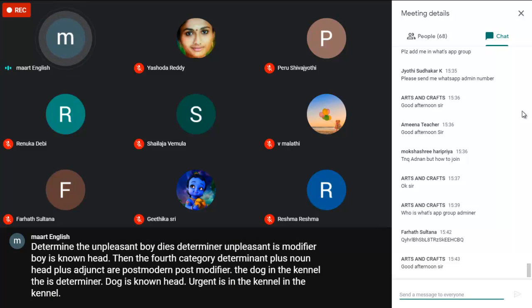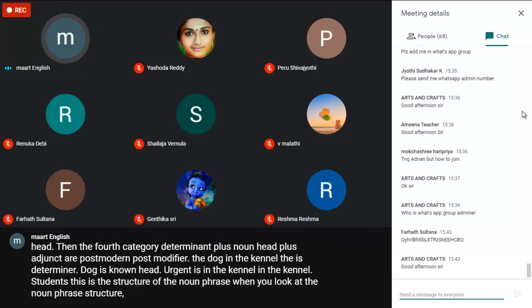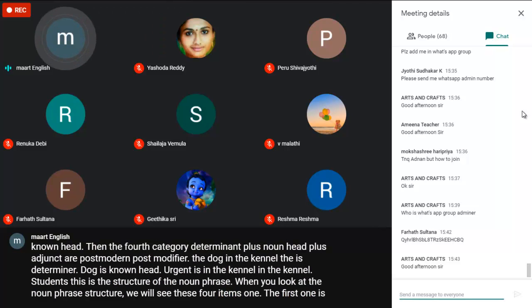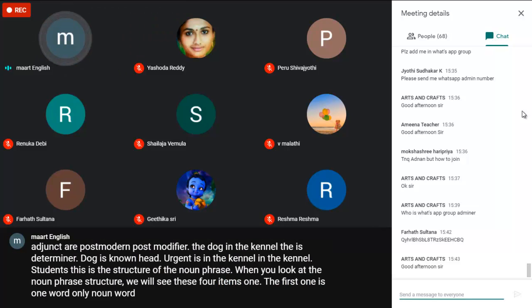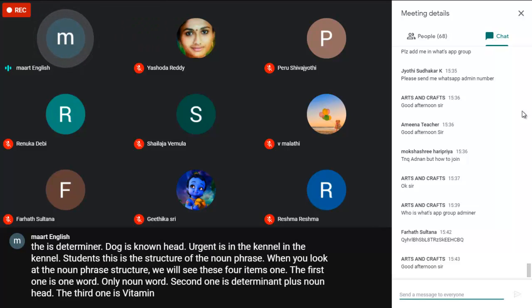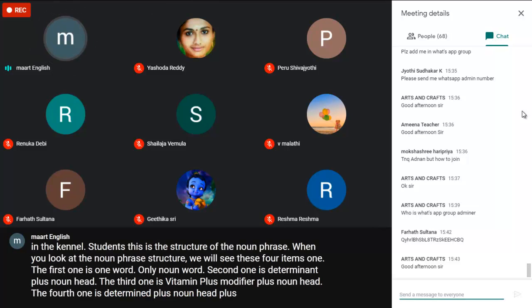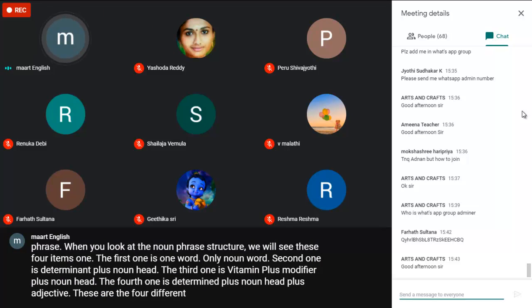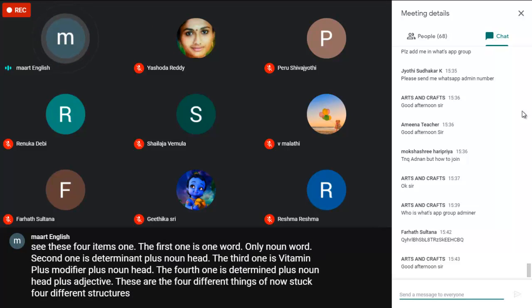Students, this is the structure of the noun phrase. When we look at the noun phrase structure, we will see these four items. The first one is one word, only noun word. Second one is determiner plus noun head. The third one is determiner plus modifier plus noun head. The fourth one is determiner plus noun head plus adjunct. These are four different structures in the noun phrase.